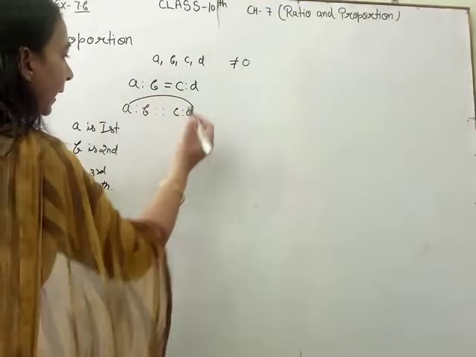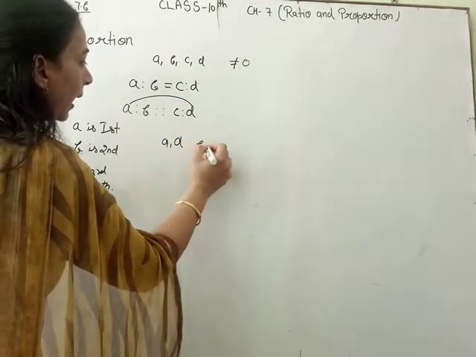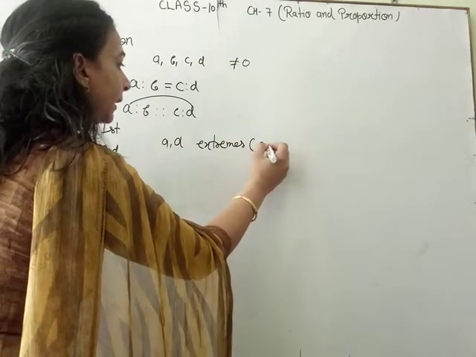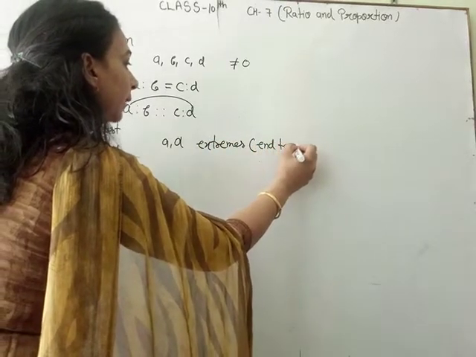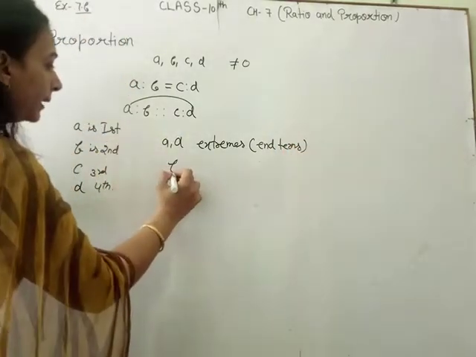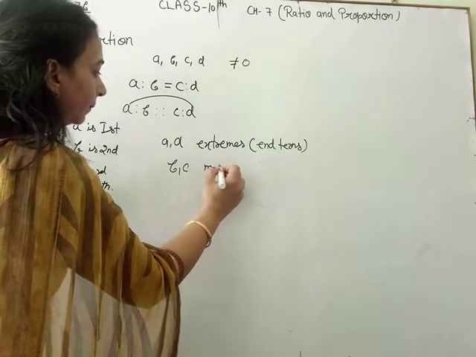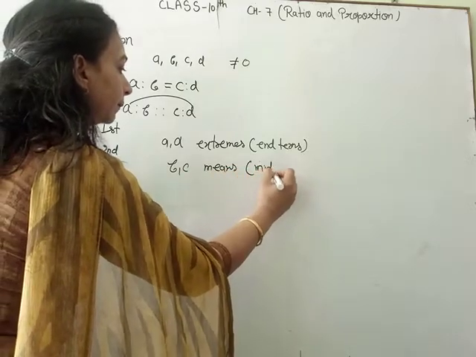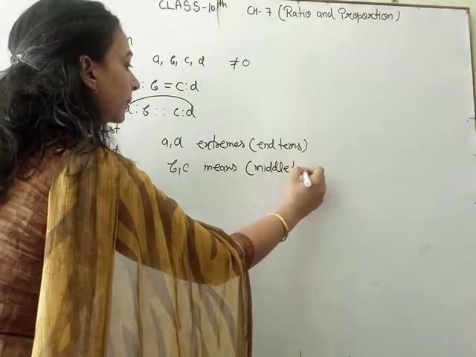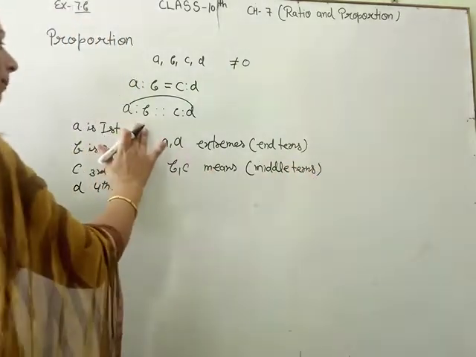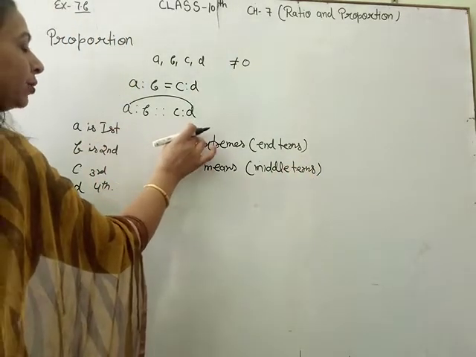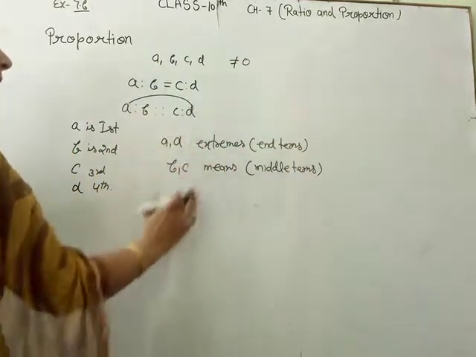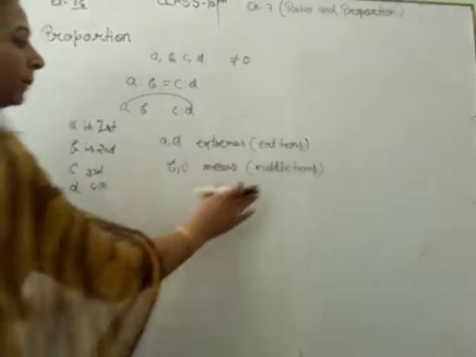And we say A and D both are extremes, or end terms. And B and C both are means, or middle terms. A ratio B proportional C ratio D. Then A and D both are extreme or end terms, and B and C both are means or middle terms.